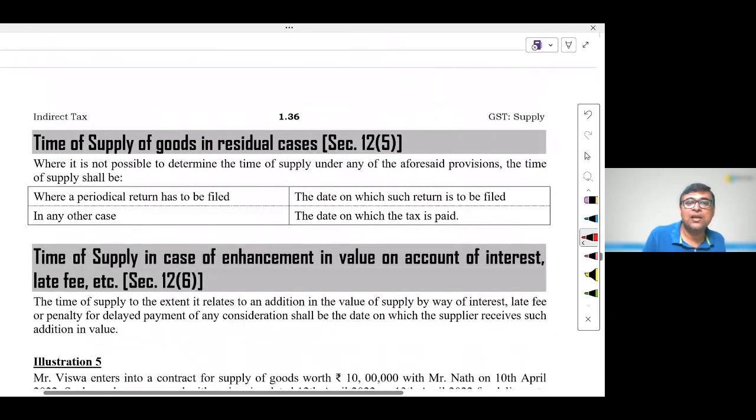Time of supply in other cases of goods, where a periodical return has to be filed, is the date on which such return is to be filed. In any other case, it is the date on which the tax was paid.